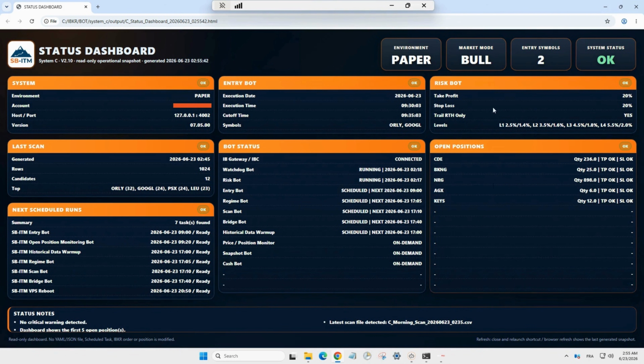Before market open, the status dashboard gives a consolidated view of the SB-ITM ecosystem. It confirms the active environment, the current market mode, the prepared entry symbols, the bot status, and the open positions already protected by take profit and stop loss orders. Before starting the entry bot, we will also run the cash bot and the snapshot bot to capture a clear portfolio view at the beginning of the session.